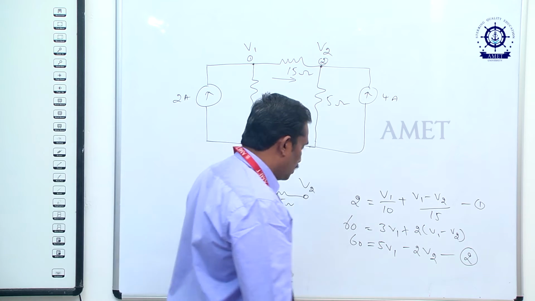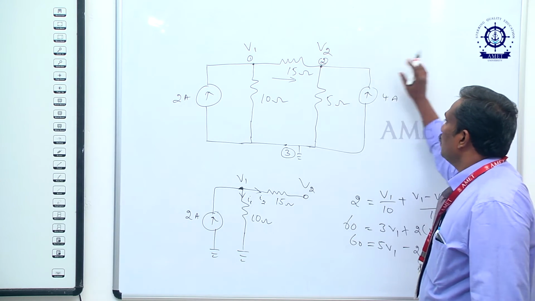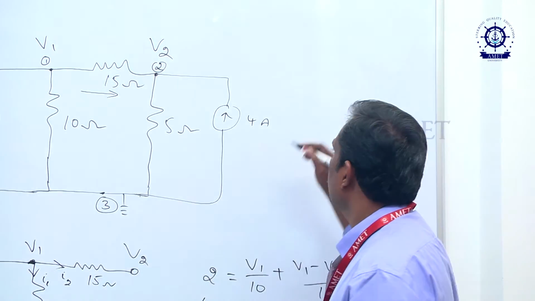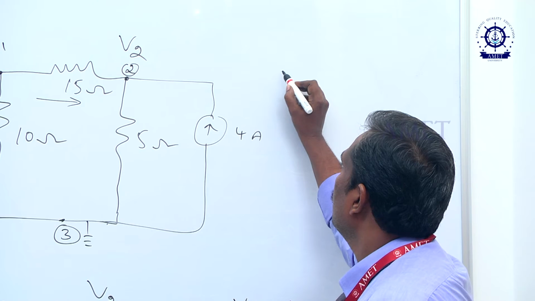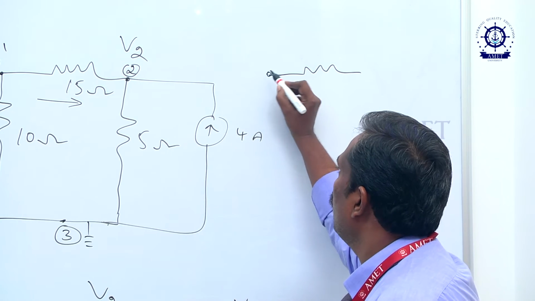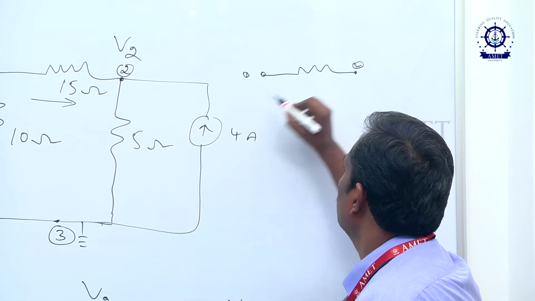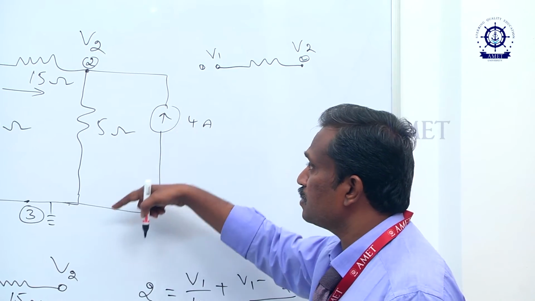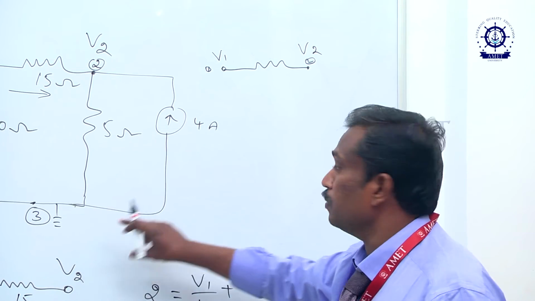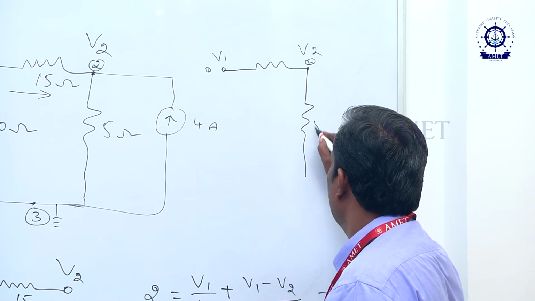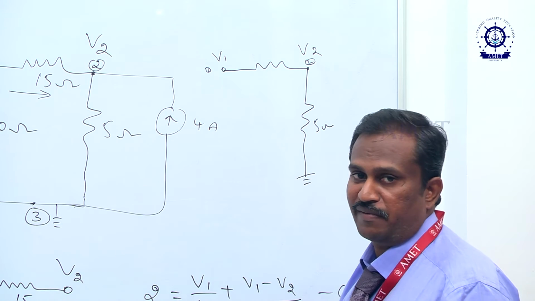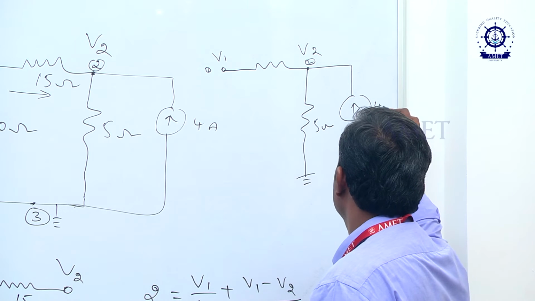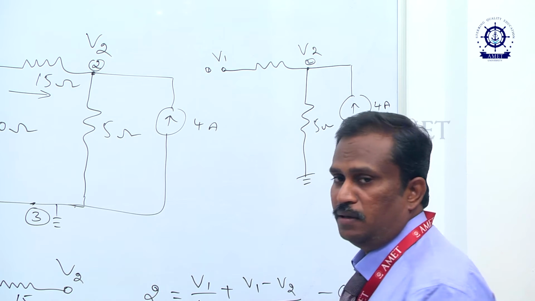Then apply Kirchhoff's current law at node 2. I am going to draw the circuit for node 2 separately. The 15 ohm resistor is connected between node 1 and node 2. Here the voltage is V1 and here the voltage is V2, and there is a 5 ohm resistor which is connected between node 2 and the reference node. Then there is a 4 amp current source, which is also connected to the reference node.